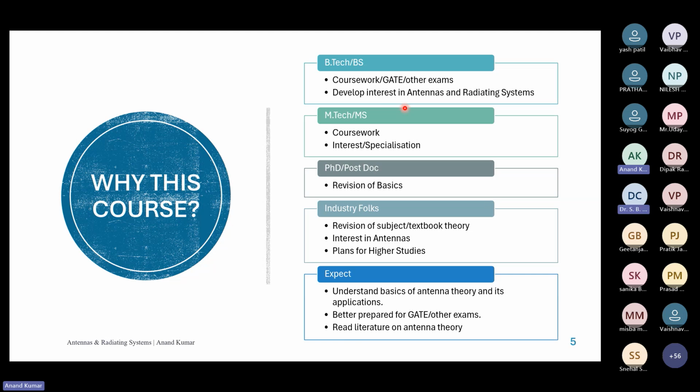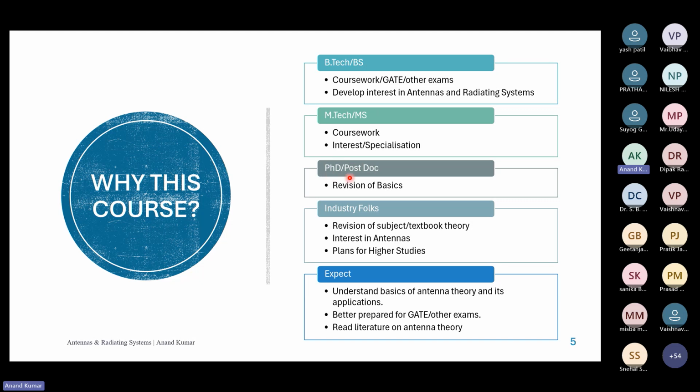And if you are looking into developing interest in antennas and radiating systems, and as a joke, anything can radiate if you excite it at the correct frequency, hence the name of the course, antennas and radiating systems. For MTech students, again, this could be part of your coursework, or part of your interest, or you are doing a specialization in RF. So antennas are very important.